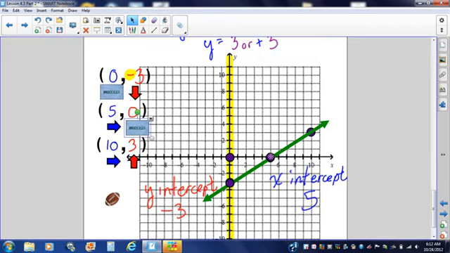0, freeze right there. Start in the middle. Right 10, up 3. Draw yourself a line, arrows on both ends. Please notice and label on your paper that the y-intercept is right here at negative 3. The x-intercept is right here at 5.